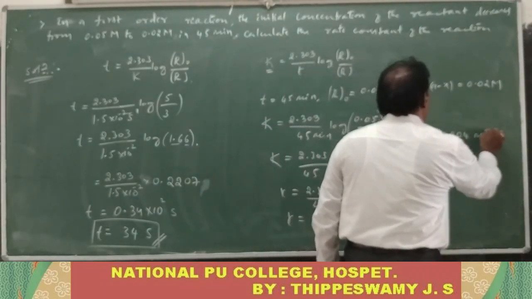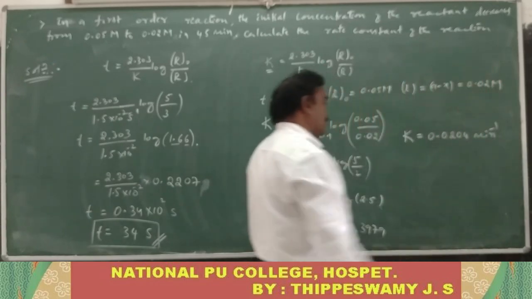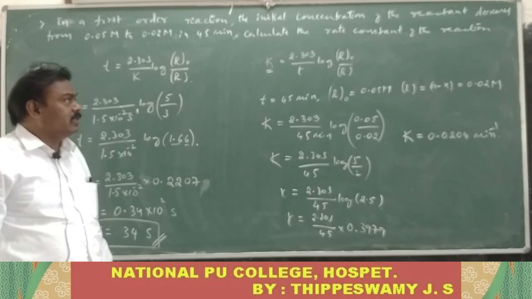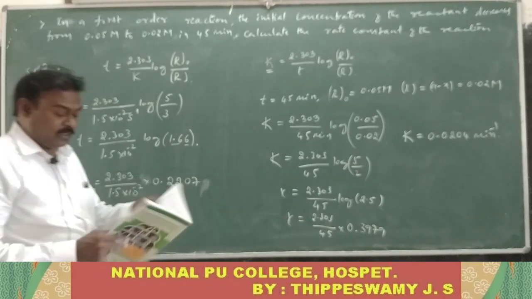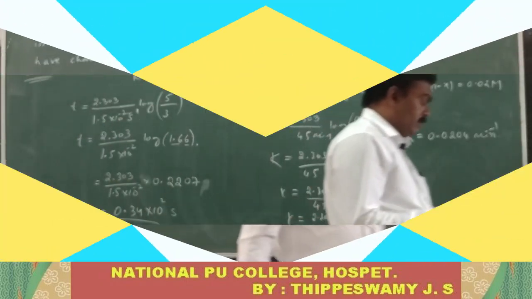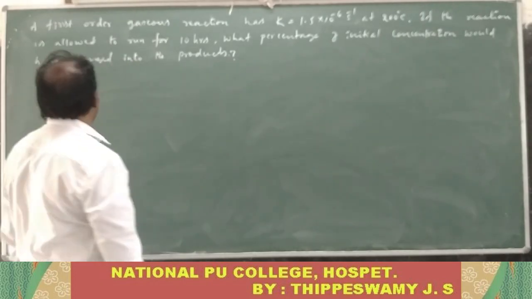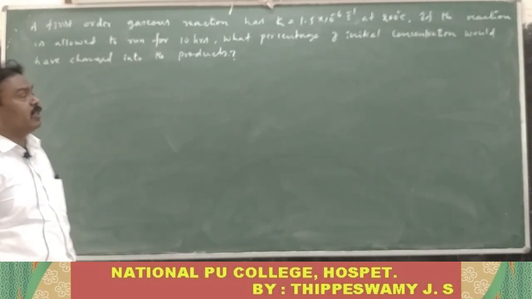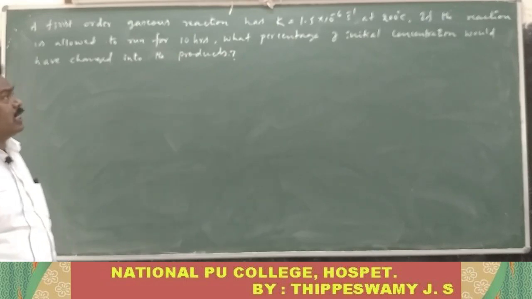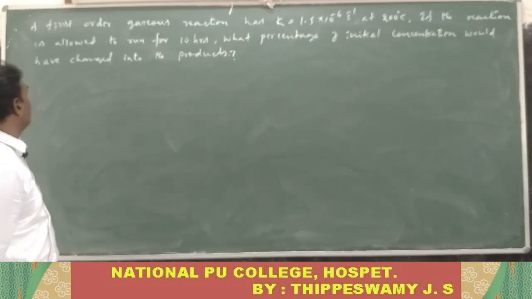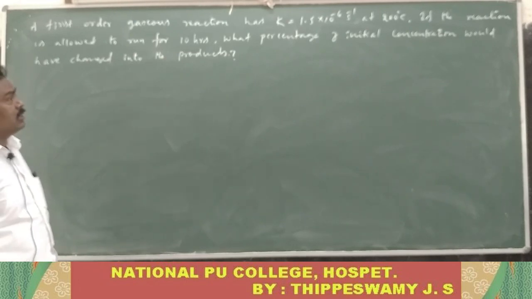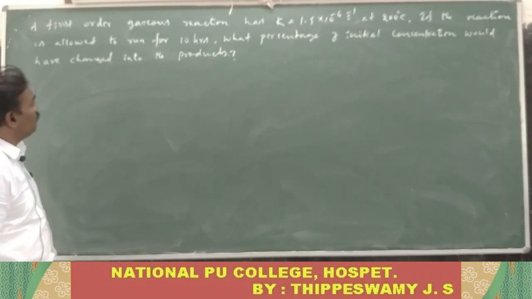0.0204 per minute is our answer. So like this we can simplify the numericals based on this first order kinetics. Following? Okay, now this is a different one. A first order gaseous reaction has rate constant K equal to 1.5 into 10 to the power minus 6 per second at 200 degrees Celsius. If the reaction is allowed to run for 10 hours, what percentage of initial concentration would have changed into the products?